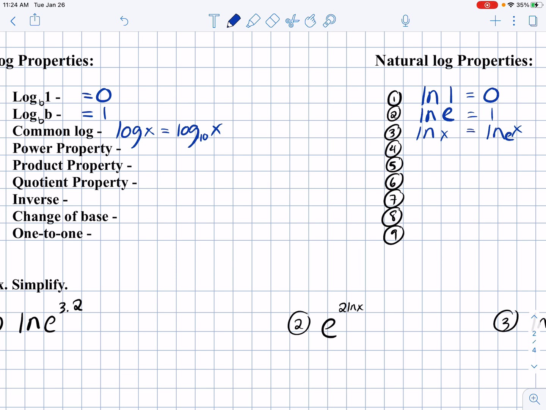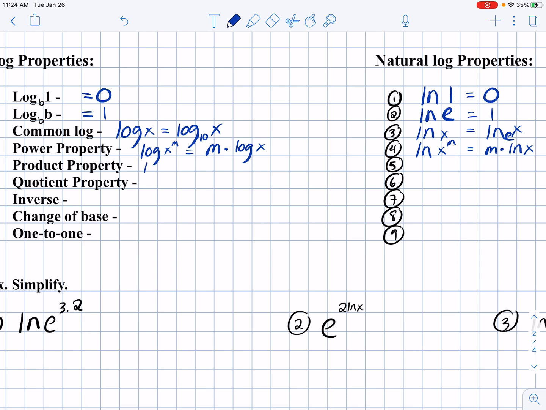Power property, same thing. If we have the log of x to the power of m, we can rewrite this as m times log of x. So if we have the natural log of x to the power of m, we can write that as m times the natural log of x. Power property, just move the exponent in front.